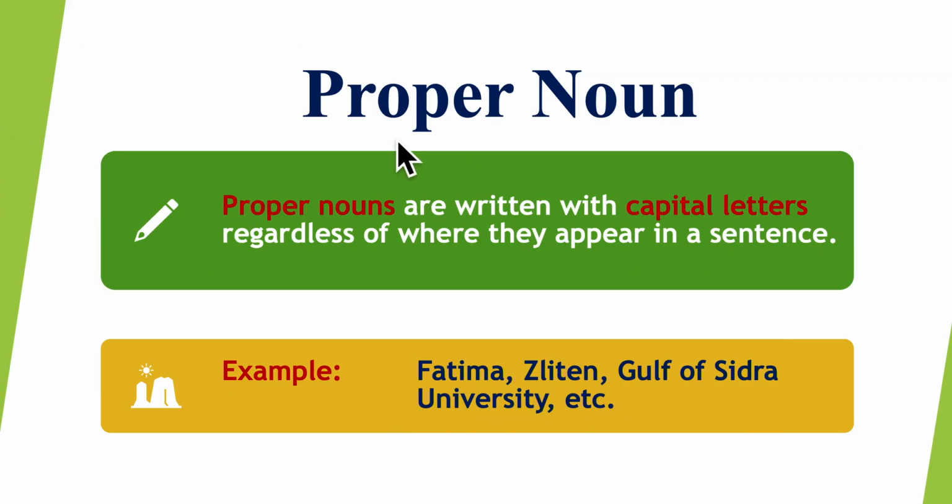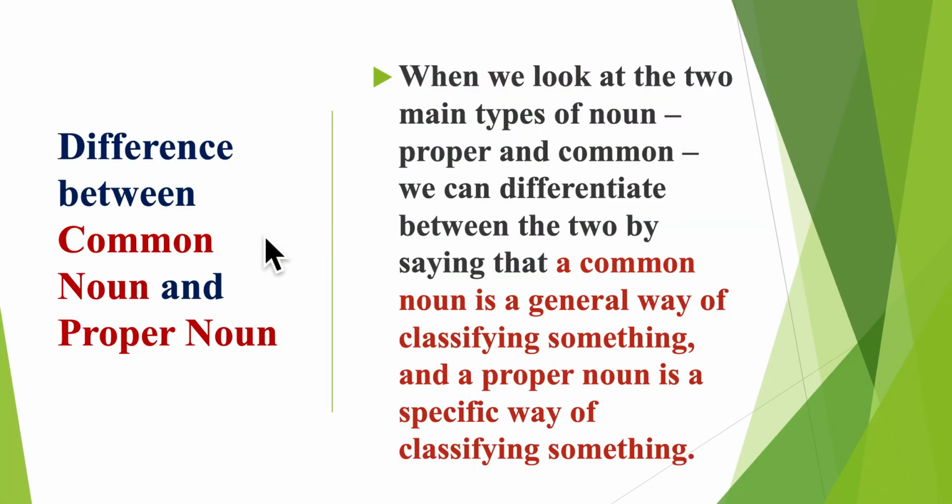Some more information about proper noun. Proper nouns are written with capital letters regardless of where they appear in a sentence. Example: Fatima, Zalitin, Gulf of Sidra University, etc. We move on to the next.